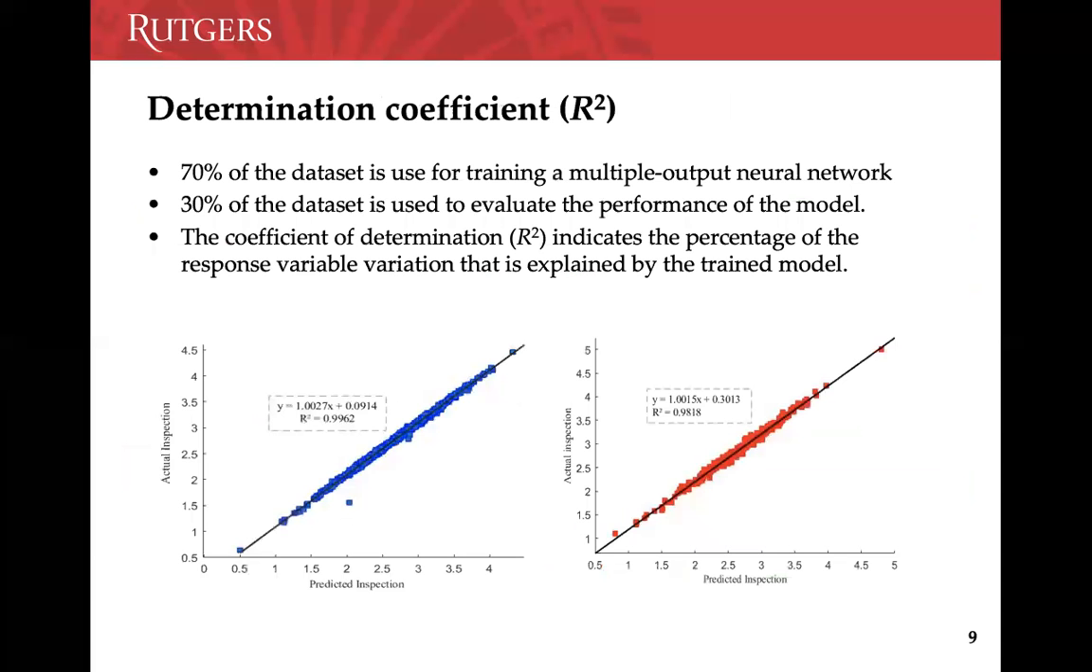They can feed it into this neural network and find the maintenance decisions. In this case, I use 70% of my data as the training set and 30% as the testing set. I also use the coefficient of determination, R-squared, to find how close the result of the neural network is to the result of the optimization problem. As you can see here, the red dots are for the testing set and the blue dots are for the training set. For both of them, we have a high R-squared, very close to 1, and we can say that the predicted inspection time from the neural network is very close to the inspection time after solving the optimization problem.